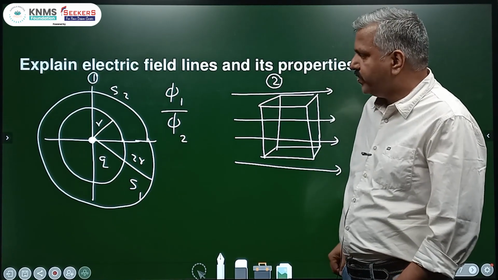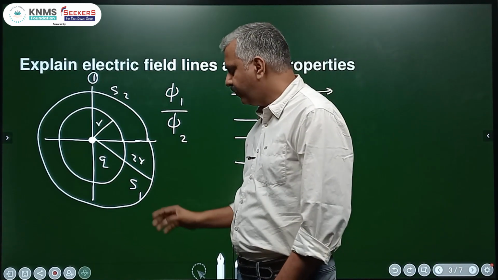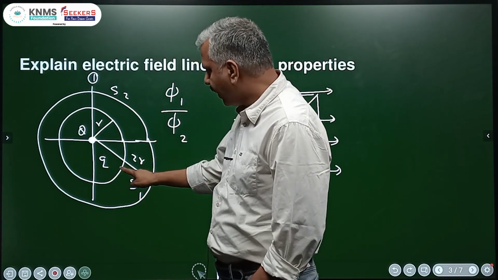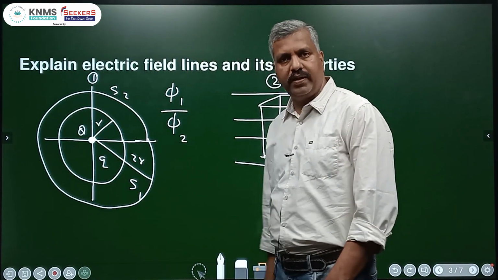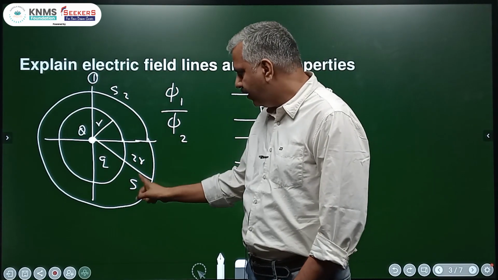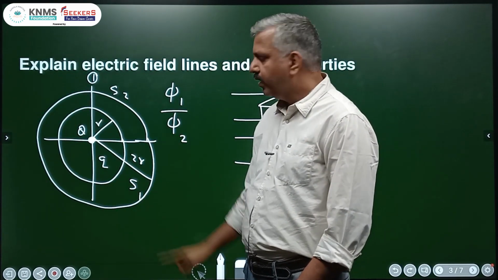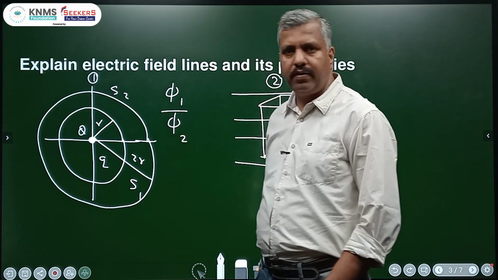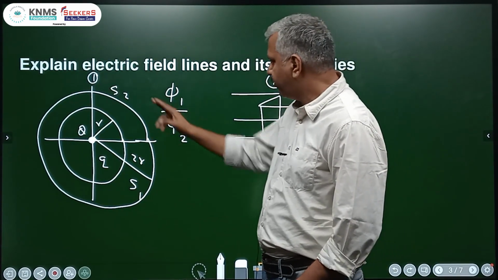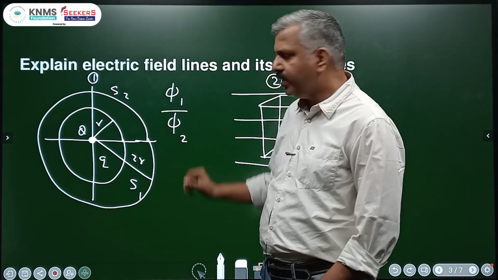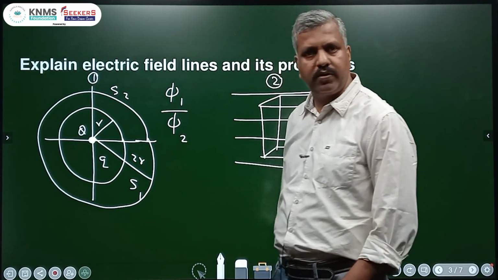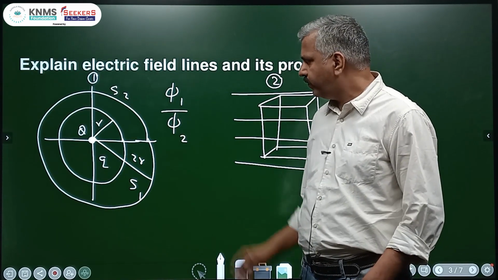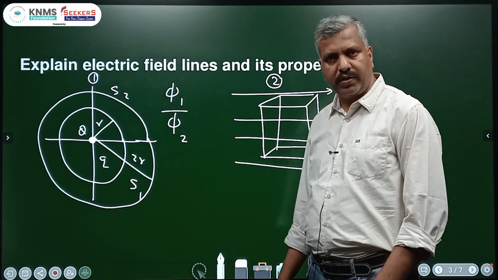So let us see these two questions. There is a question here which says, suppose there is a charge capital Q here. I have drawn two concentric spheres, one has a radius r and the other has a radius 2r. Suppose the flux through the first surface is S1 and the flux through the second surface is S2. The question is, what is the ratio of the electric flux on the two surfaces?